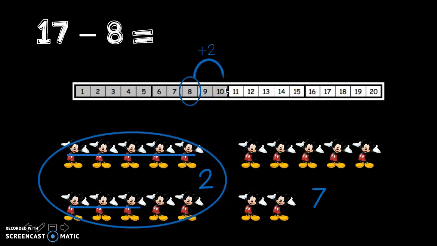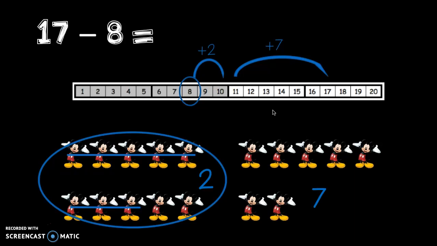Now that I'm at 10, I'm going to jump all the way to 17. Now if I have 10, and I know that that's a part of 17, what's the other part of 17 if I've already taken out the 10? Yep, you're right, 7. All I have to do now is add 7 plus 2 more to get 9. And then that will be my answer for the problem 17 minus 8.